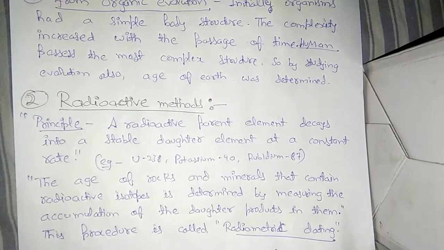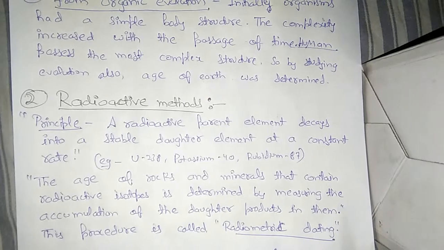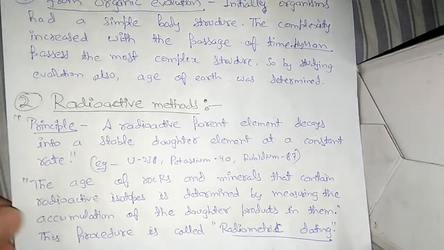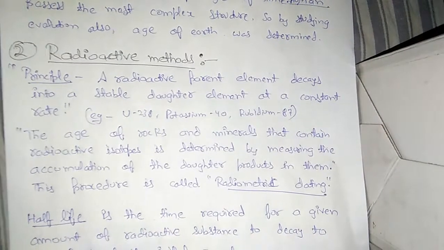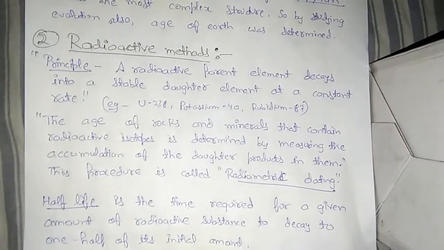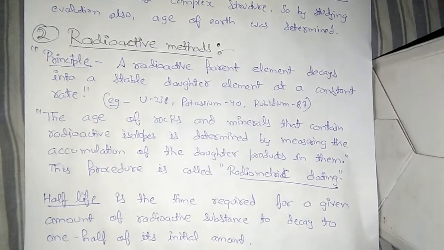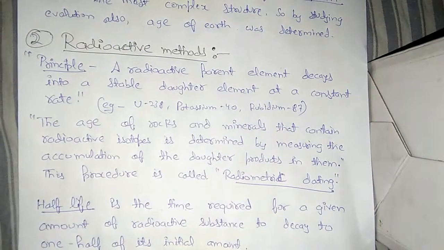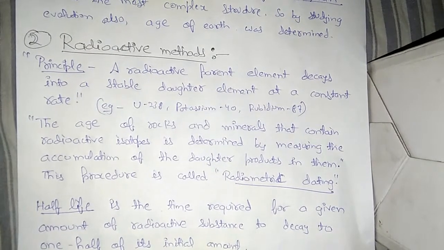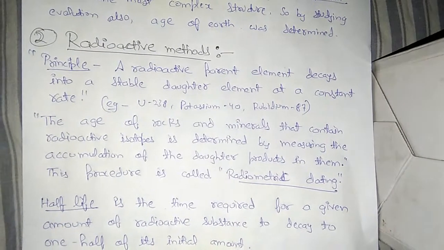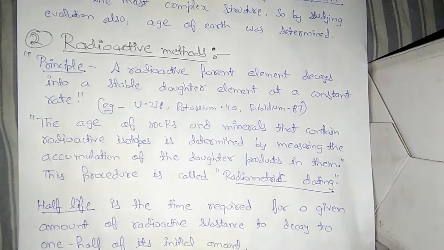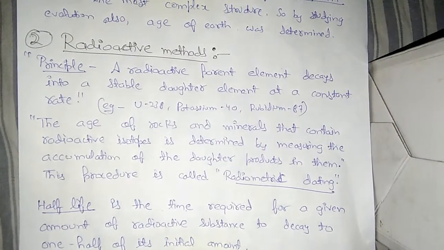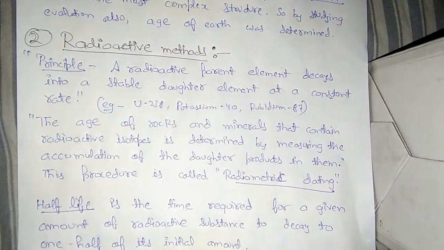Examples of radioactive elements are uranium-238, uranium-235, potassium-40, rubidium-87. These are the names of their isotopes. Now let us move ahead. There is a process known as radiometric dating. The age of rocks and minerals that contain radioactive isotopes is determined by measuring the accumulation of the daughter products in them. We can determine the age of rocks or minerals by studying how much daughter product has accumulated in them. This process is called radiometric dating.